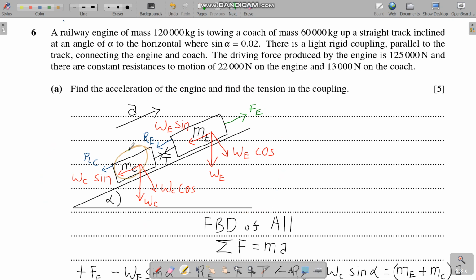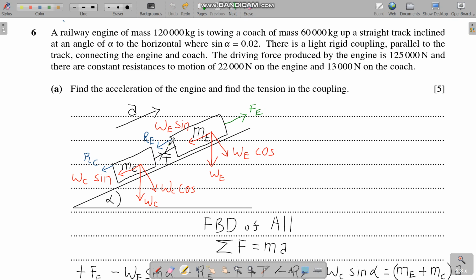So we have the coach and the engine. We have the weight vertically downwards, which can be split into W cos perpendicular to the slope, and W sine, which is parallel down the slope. And we have the resistance forces. Since it's going up the slope, the resistance is going down the slope. And we have the engine force, and actually we have tension here.